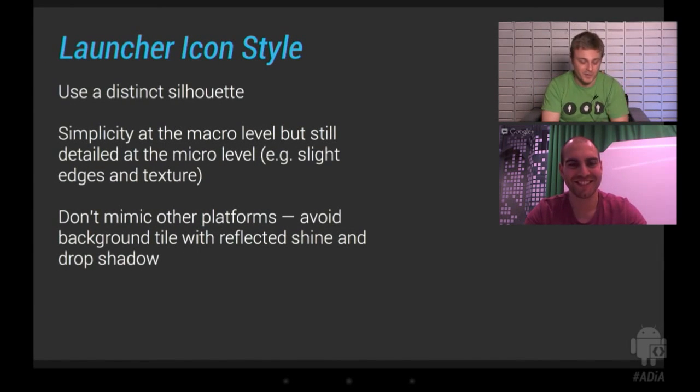So a couple more guidelines. Try to use a distinct silhouette. So don't just stick some graphic inside of a square or a circle. That can work for now. It can work as a default, but try to really use a distinct silhouette, and we'll show good examples of that in a bit. Also, keep it simple at the top. Make sure that your icon, when it's scaled down, still means something. It still makes sense. But at the very micro level, feel free to add details like noise or subtle drop shadows and things like that as you see fit.